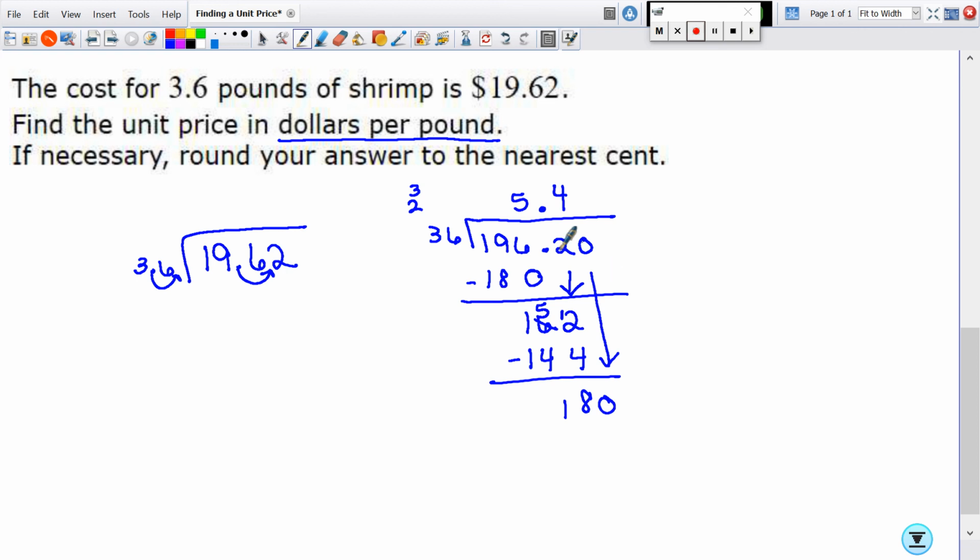Now we know that 36 goes into 180 5 times because that's what it was earlier. So 5 times 36 is 180. We did that earlier. Subtract, you get 0. That means you're finished. So it costs $5.45 per pound of shrimp.